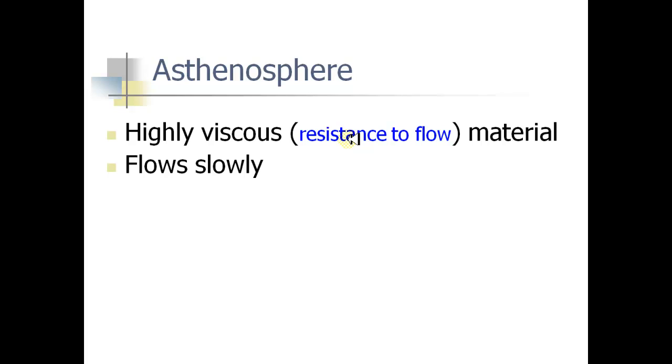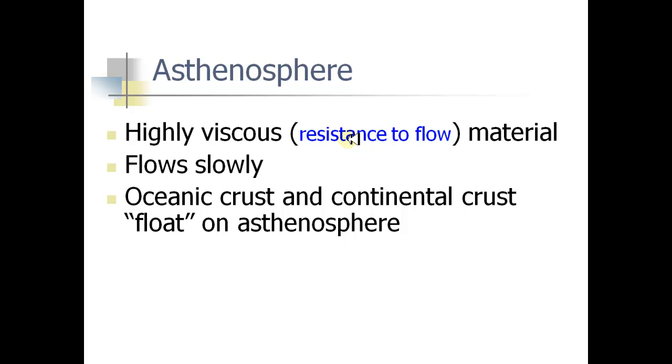It flows slowly if it's got an opportunity to do so, and oceanic crust and continental crust will float on top of this asthenosphere, and if the asthenosphere actually has differing motions, it can cause stress in this crust.